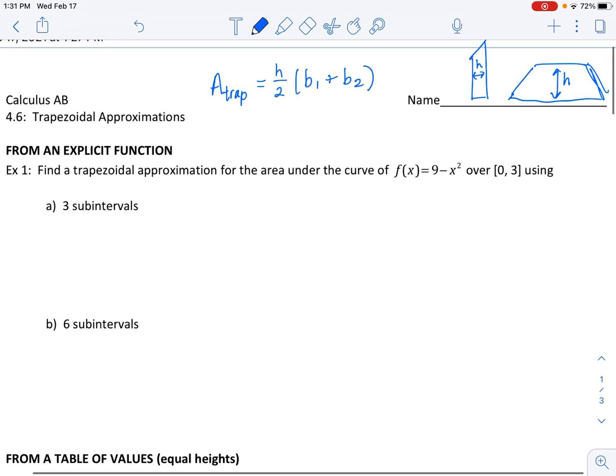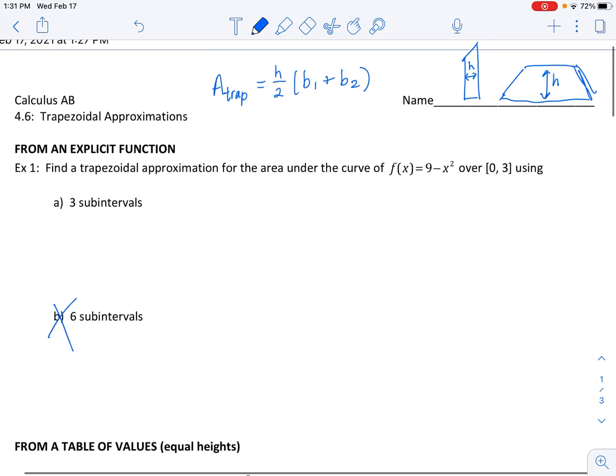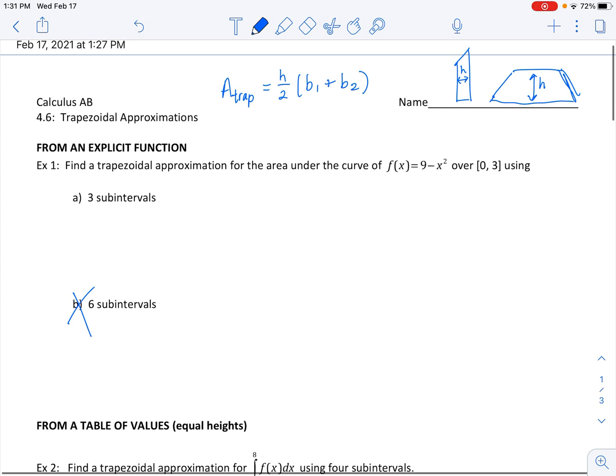So we're going to do example 1A. We're actually not going to do B, just to save time. So A says, find a trapezoidal approximation for the area under the curve of f of x equals 9 minus x squared over 0 to 3 using 3 subintervals. So this is still the n value that we had in the past, right? 3 trapezoids is what this is talking about.